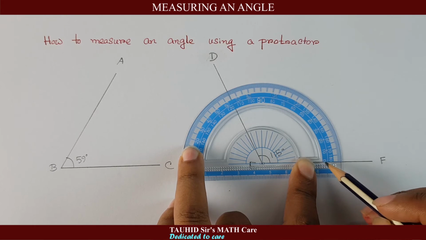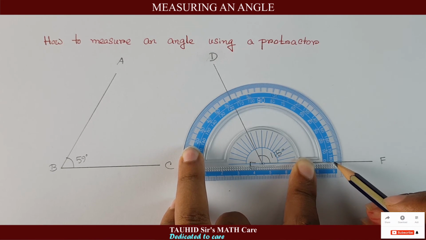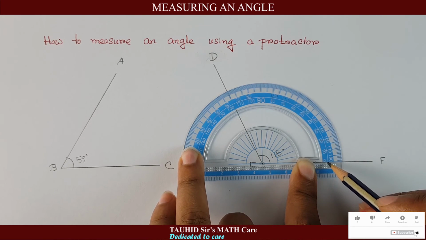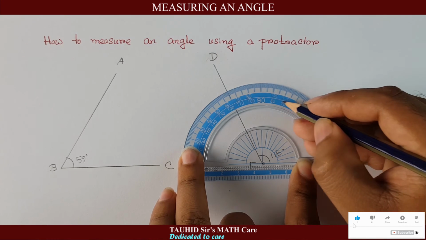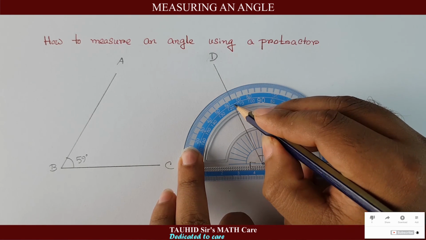Here you can see that aligned with this line, I can see two readings, 0 and 180. Which one should I count? I will count from this line 0. So from counting this 0, I can see that this is 115 degree.